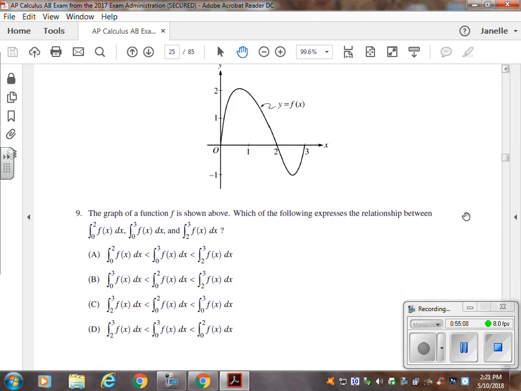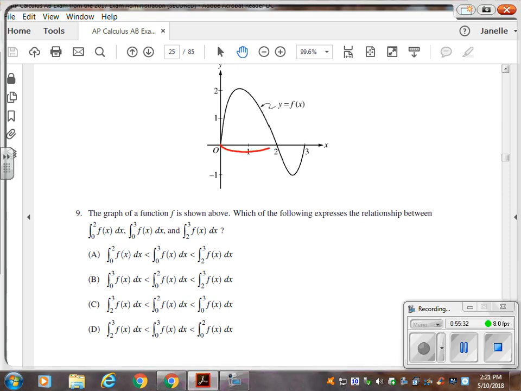In number 9, this is a graph of a function, and they're asking us to evaluate which of these sections would have what size answer. Now remember, integrating is all about what? Area. Okay. So they're asking us to tell which one has the smallest area. So let's talk about each one.